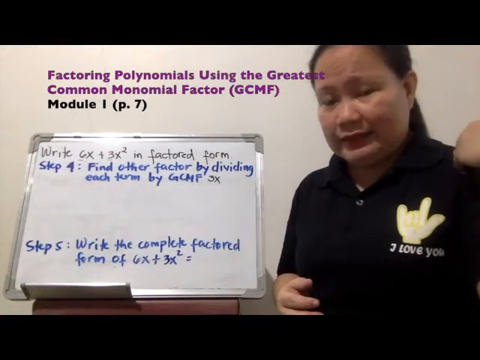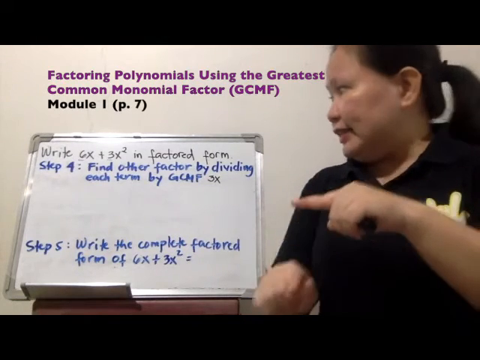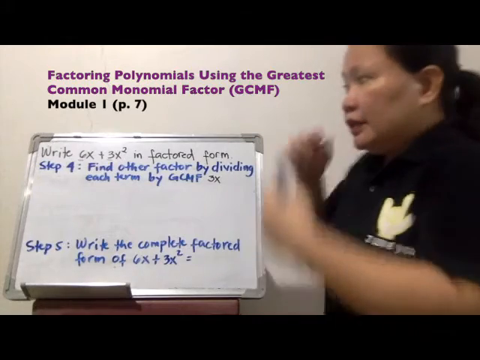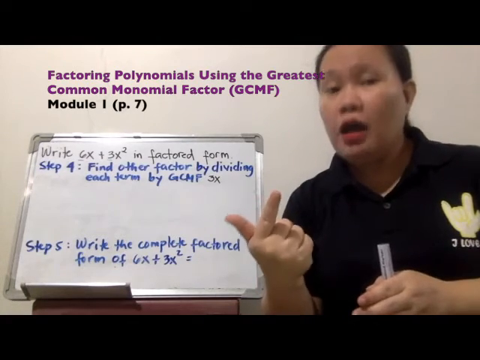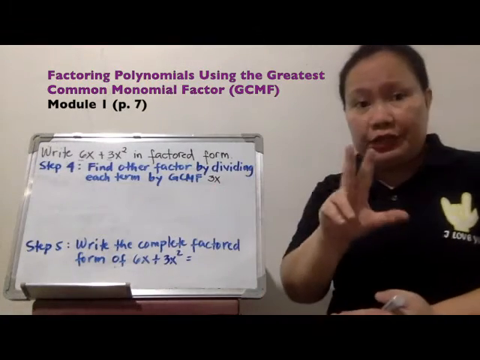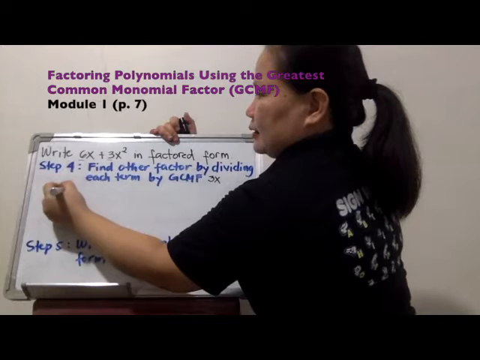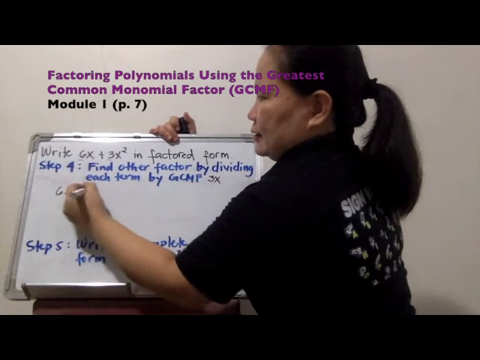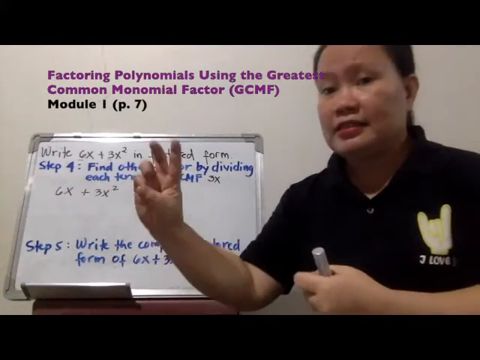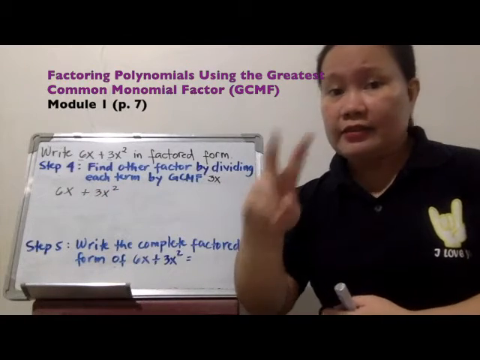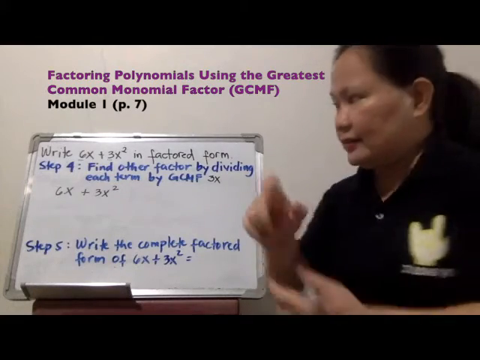So we are not yet done. We need to continue. We need to find the other factor by dividing each term, dividing this one and this one by the greatest common monomial factor, which is 3x. So let me show it to you. 6x plus 3x squared. So these are the 2 terms. Let's divide it by the greatest common monomial factor, 3x.